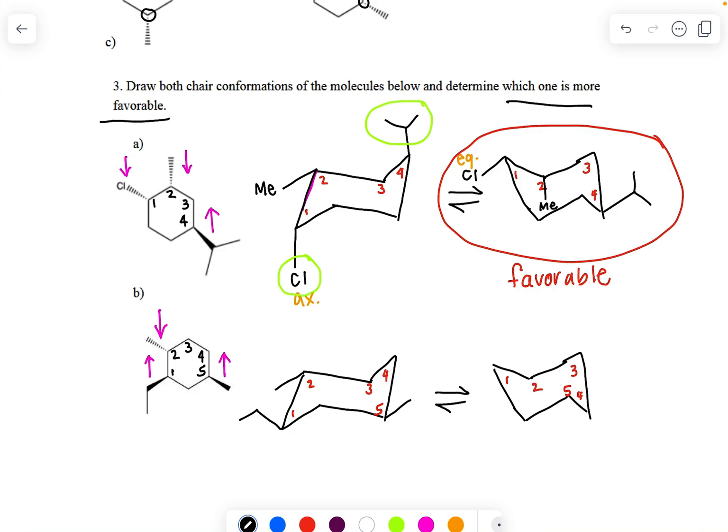I can already tell this is going to be the more favorable one because everything is equatorial. And then in the right chair, everything's going to end up being axial. So at carbon number 1, I need that ethyl to be facing up, which means it must be axial. At carbon number 2, that methyl needs to be facing down, so that's going to be axial. And then at carbon number 5, my methyl that was equatorial is now going to be axial. So I can tell that for sure the one on the left is going to be favored.